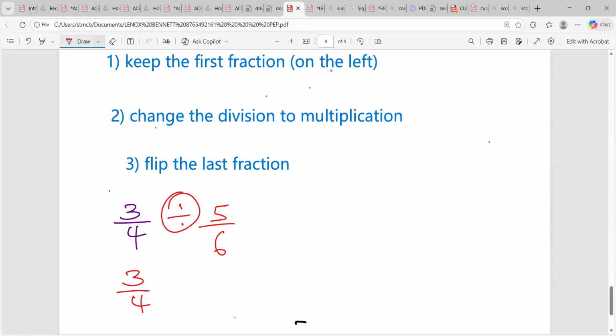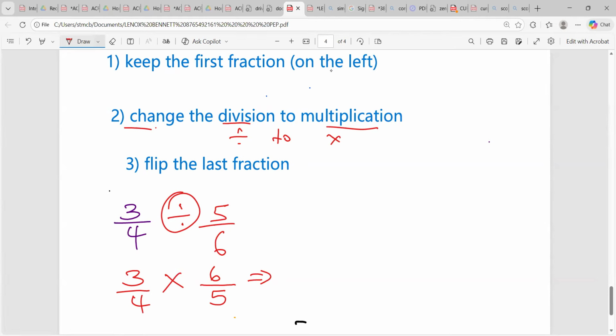Now we change the division according to rule 2. Change division to multiplication. So see here. That's what the rule says, right? And we multiply, and then we flip the last fraction. So it should be 6/5. And then now we apply the multiplication rule.